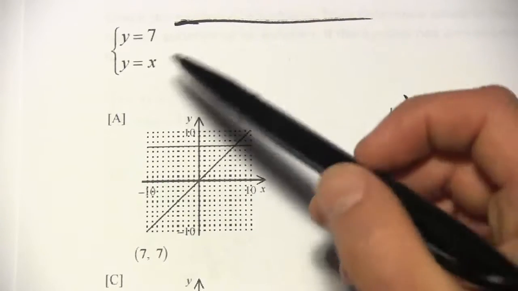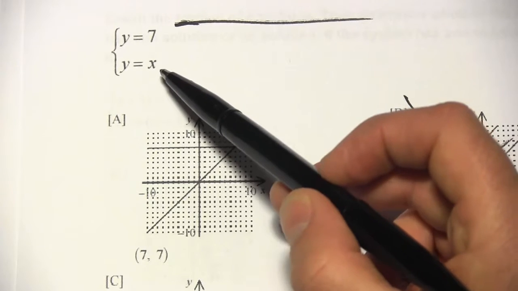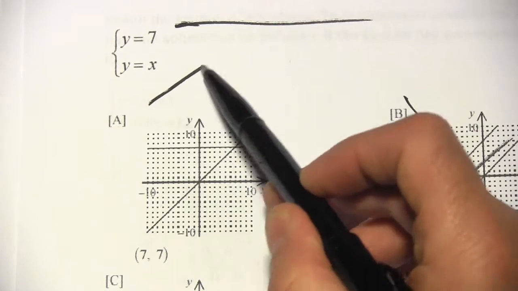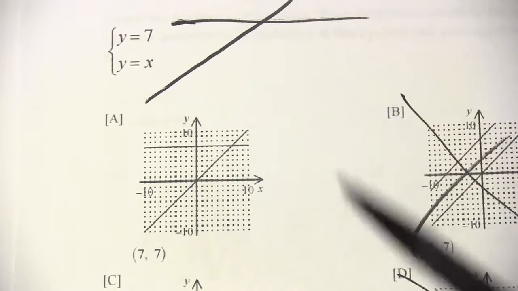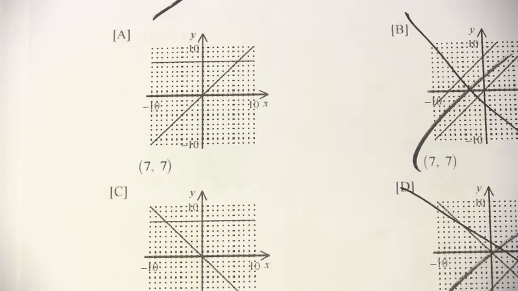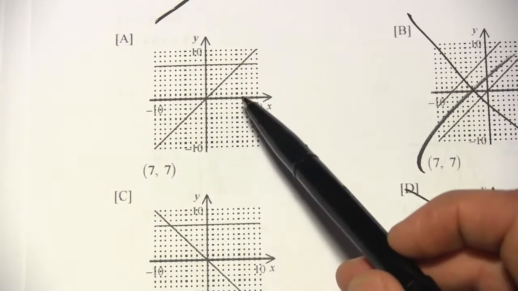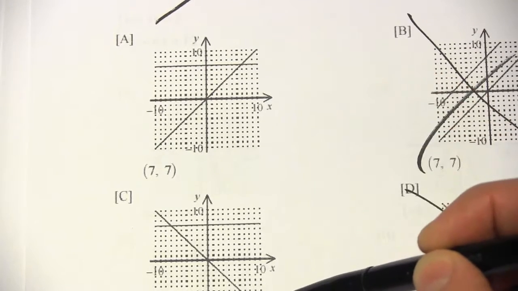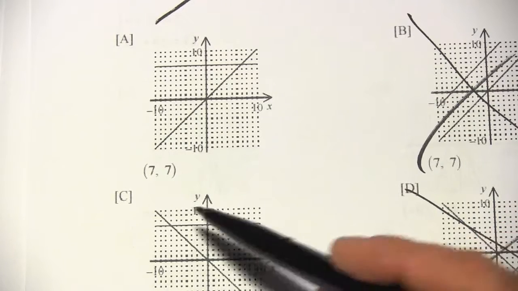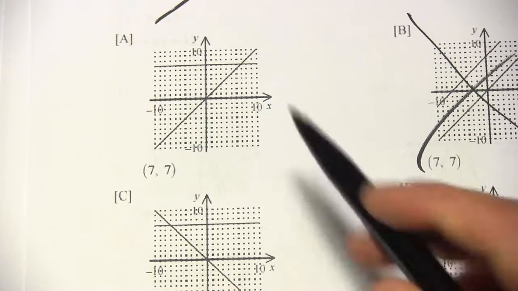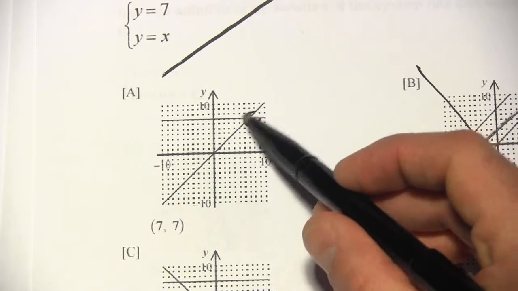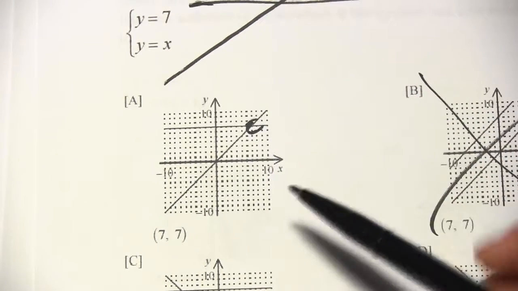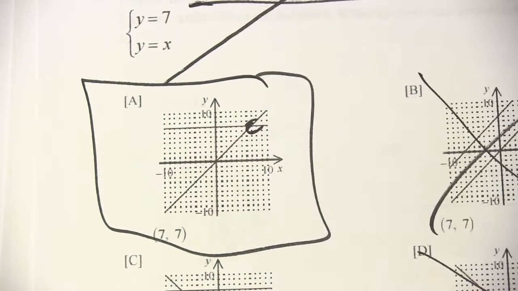That's good. And then our other line is y = x. So that's got a slope of +1, which means it's going to go up at a 45-degree angle like that. And that definitely looks like A. It doesn't look like C. C, that's the line y = -x. It slopes downward at a 45-degree angle. And then they cross at (7, 7). That makes sense if x is 7, y is 7. So looks like A is our correct answer.